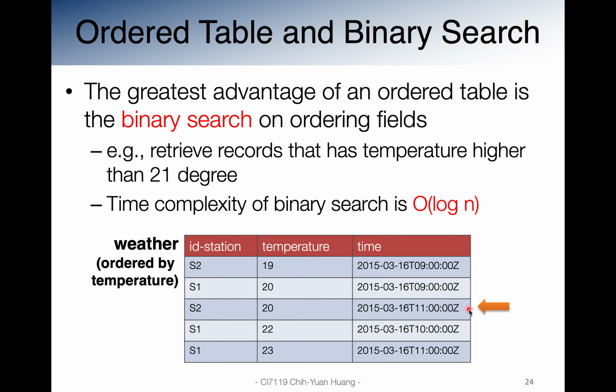So we have one input output over here, and then we read this record and compare whether it satisfies the query condition or not. As you can see, 20 is smaller than 21. Because this is an ordered table, we know that whatever is above this record is all smaller than 20. Then of course they are smaller than 21.